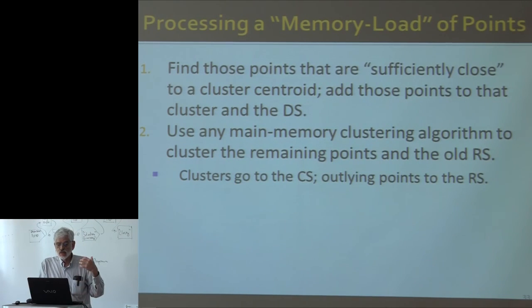Now, there are points that haven't been assigned to a cluster. So the first thing you do is you take the retained set. Those are the points that look like outliers. You try to cluster them with the points that you don't know what to do with, and you hope that you'll find some of them are at least near enough that you can make compressed sets out of them.